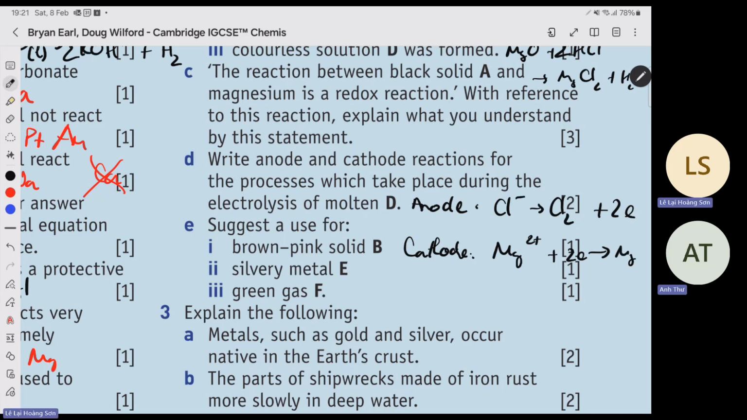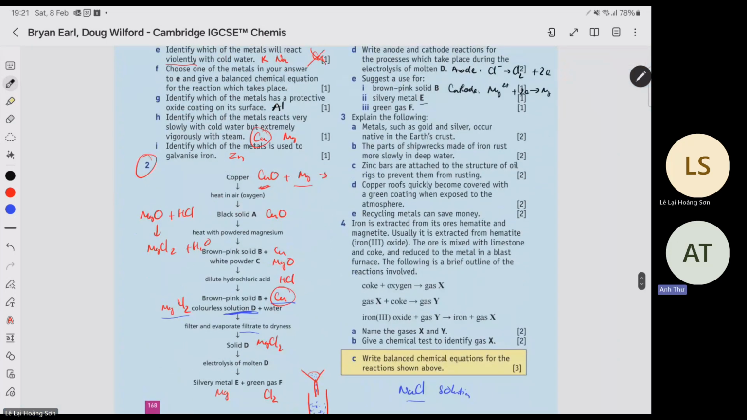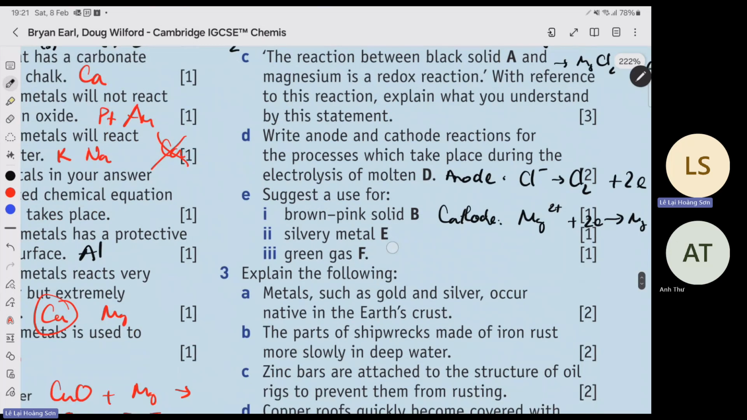Suggest a use for brown solid B, silvery metal E, and green gas F. Okay, solid B is copper, silvery metal E is magnesium, and green gas F is chlorine. Can you guess a use for each of those elements? Copper. Copper will be cable wire.